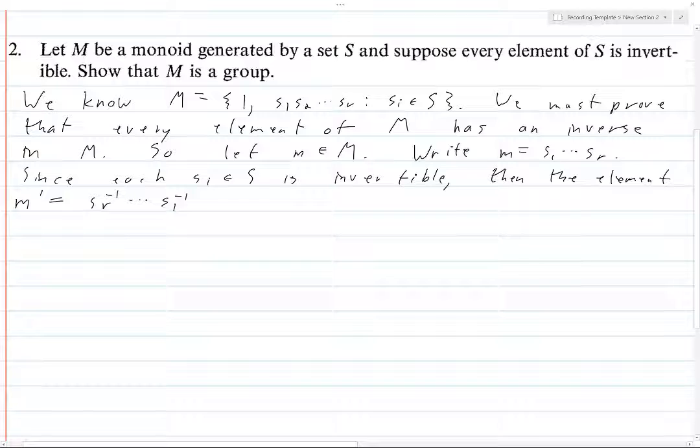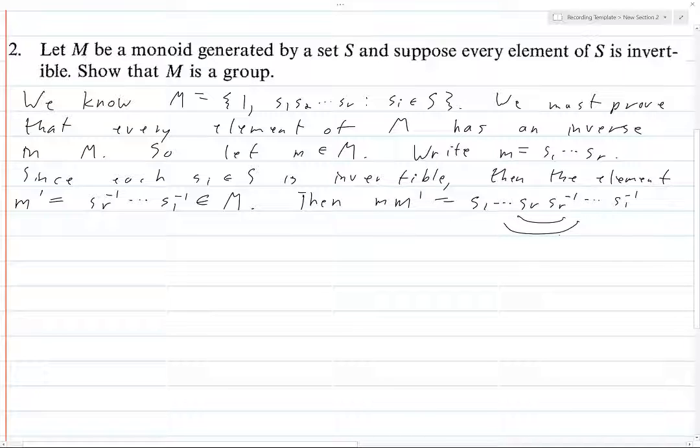So anyways, each Si inverse is in S, and thus m prime is in M. And it's pretty clear that m prime here, I'll write it out, is S1 through SR times SR inverse, all the way through S1 inverse, and this here is 1, and then the next thing will be 1, and everything will cancel out and become 1, and so this whole thing will become 1.